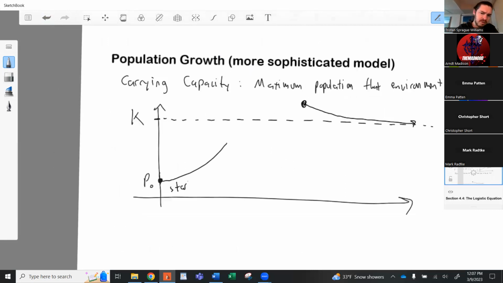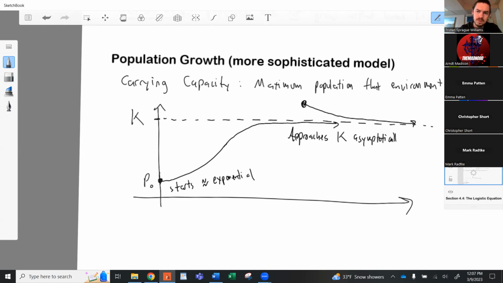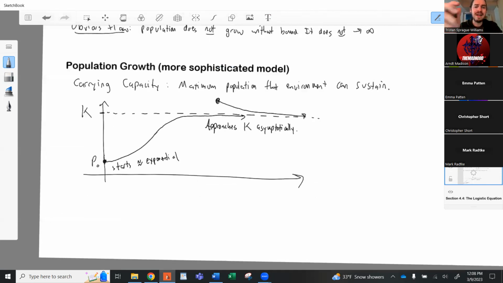It starts roughly exponentially. So it looks like that exponential growth, but after a while, there's going to be an inflection point, and it's going to level off and approach K asymptotically. Okay, and that's what we should expect the population to do. Okay. By the way, y equals K is a stable equilibrium solution.